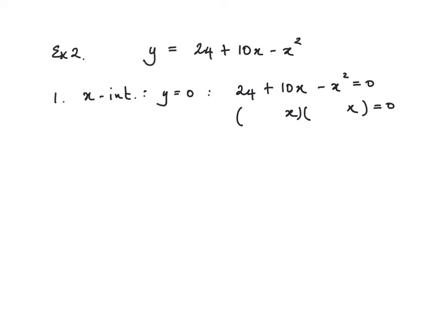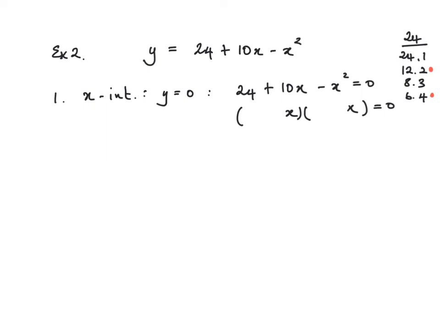Now, the factors of 24. 24 and 1, 12 and 2, 8 and 3, and 6 and 4. We're looking for, and this is interesting, a pair of factors that will multiply together to give 24, but will add or subtract to give us 10. There are in fact two pairs. We could use this pair here or this pair here.